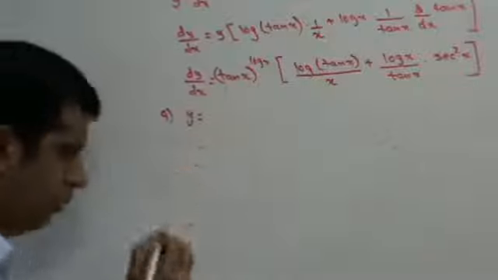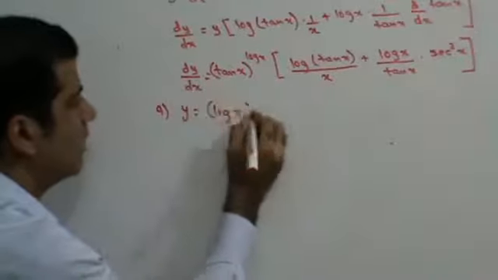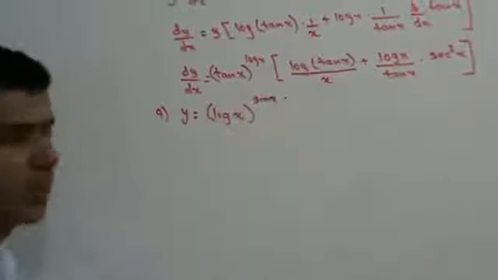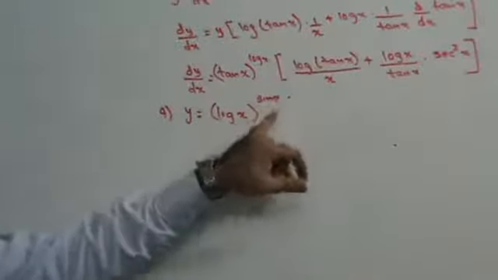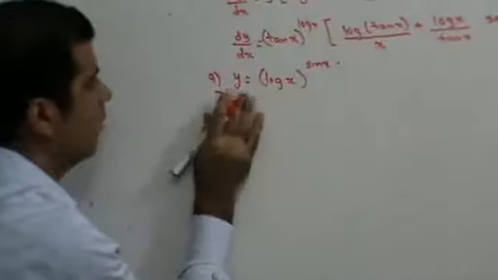Y is equal to (log x) raised to sin x. Fine. You have a variable in the indice, that means this is a logarithmic type. Take log on both sides.